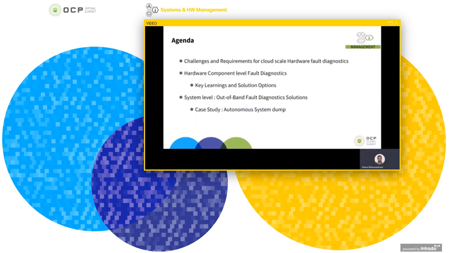Here is the high-level agenda. I'll be going over current challenges and requirements, then discuss key learnings and solution options for component level hardware fault diagnostics. Neeraj will cover a case study on autonomous system dumps to do diagnostics of some of the system level issues.